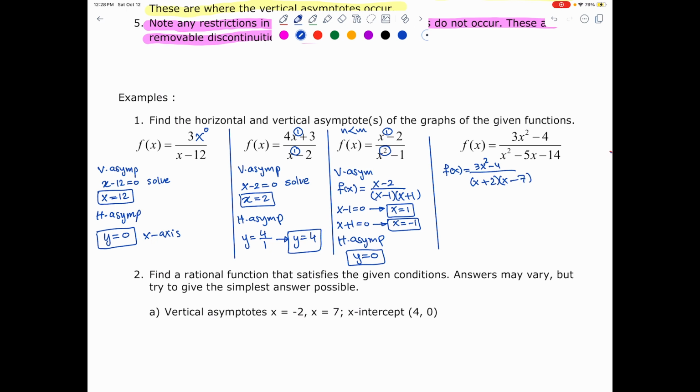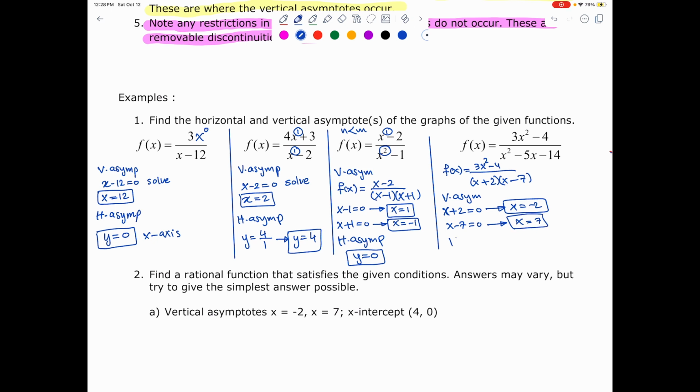Now, there are no factors to cancel from the denominator and the numerator. So we're going to proceed to the next step, which is to find the vertical asymptotes. We're going to make each factor equal to 0. So x plus 2 equals 0 will lead to the vertical asymptote x equals negative 2. And the factor x minus 7 equals 0 will lead to x equals 7, which is another vertical asymptote. So we have two vertical asymptotes.